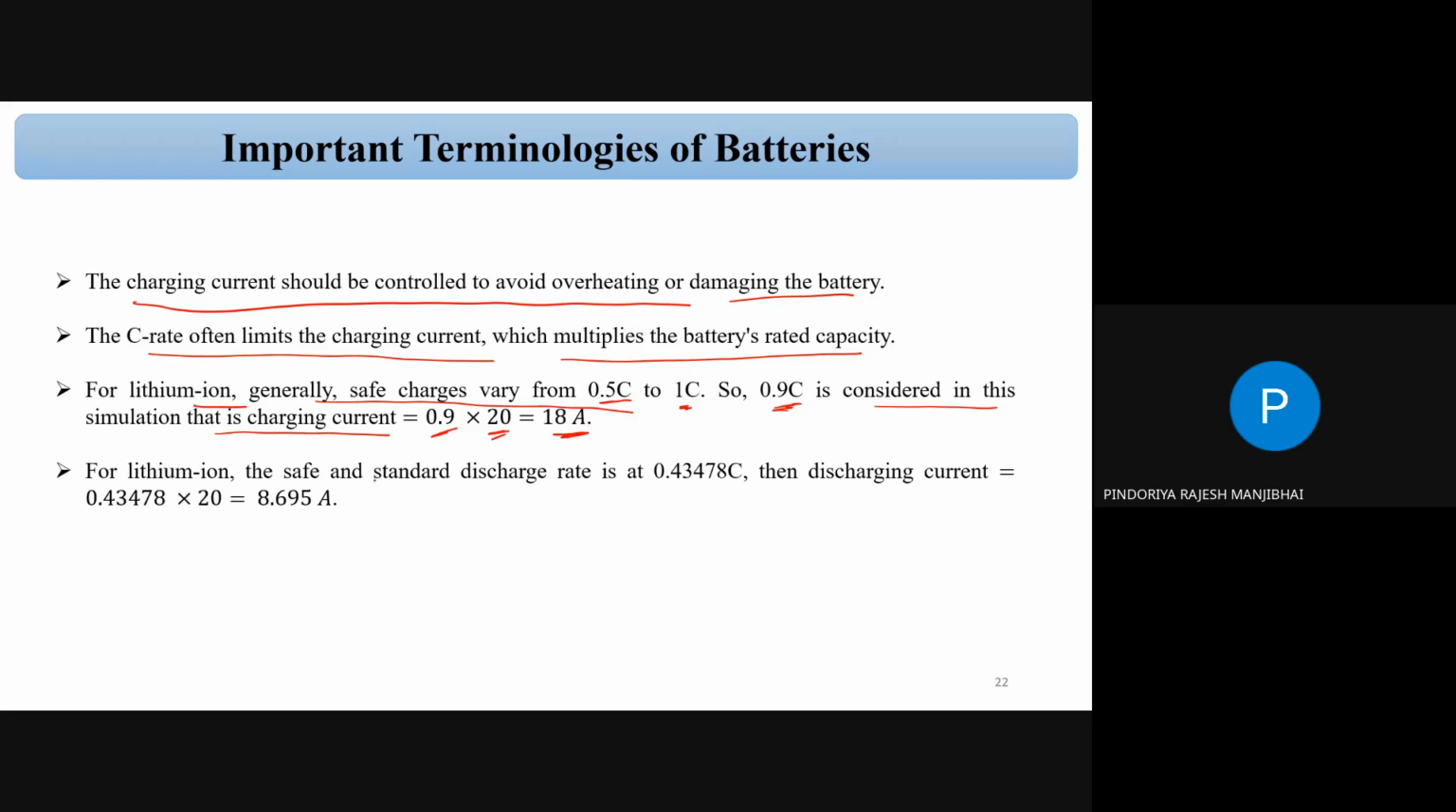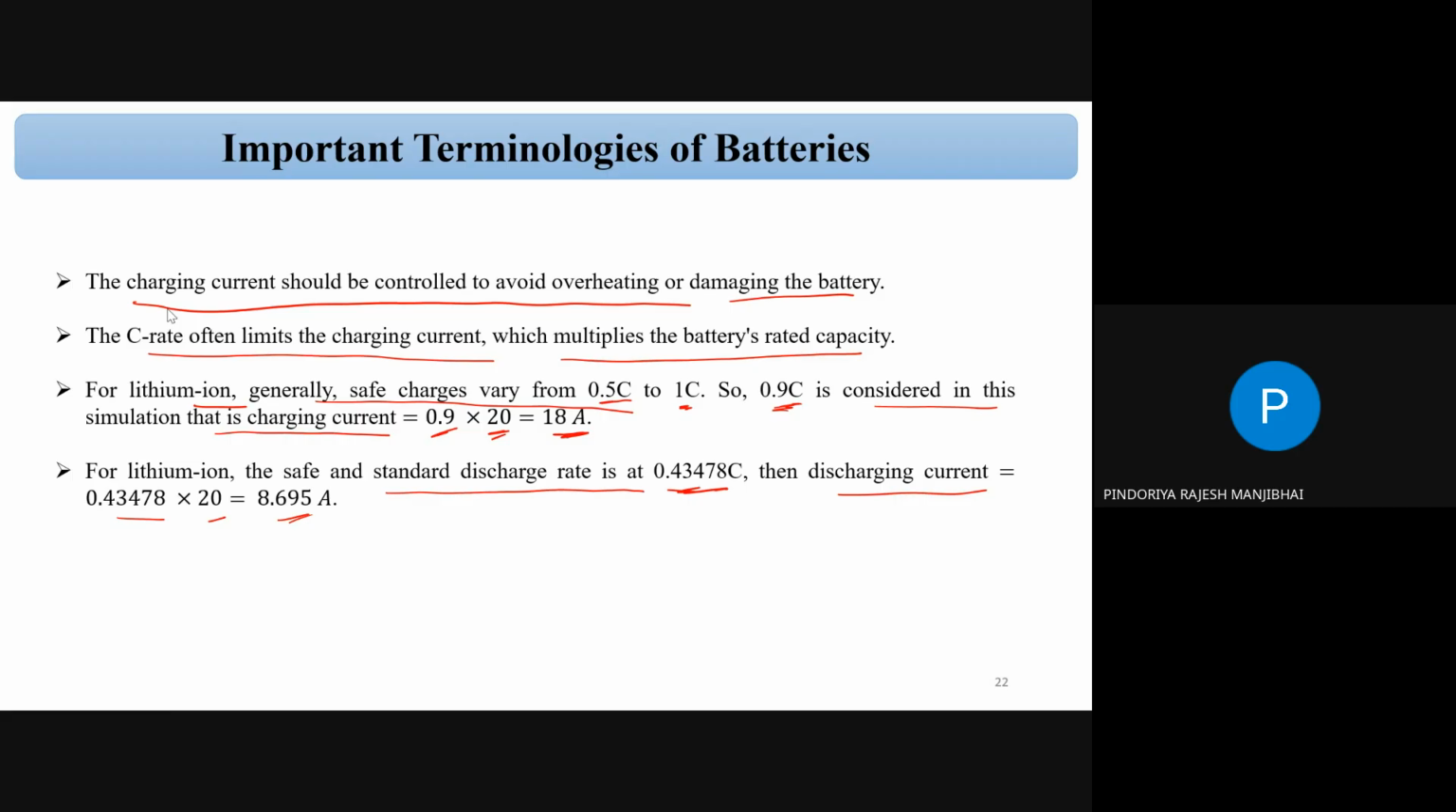For lithium-ion, the safe and standard discharge rate is 0.43478 C. Correct? The discharge current is 0.43478 times 20, which is 8.695 amperes. So we have to connect the load across the battery so that it can discharge and draw a current of about 8.6 amperes. Then we can say we will get maximum efficiency from the battery.